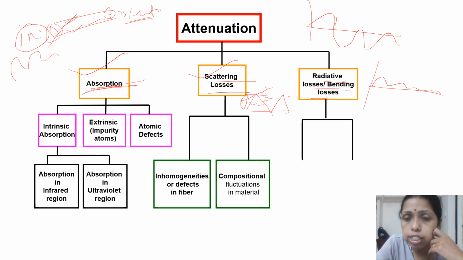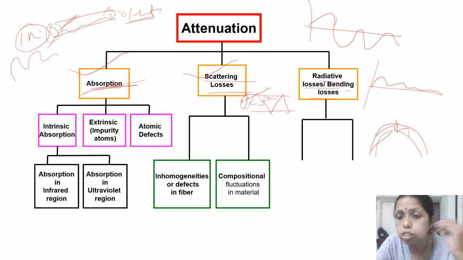Next, the third one is the radiative or bending loss. So this is the fiber. If the fiber may bend, at that point where it is bent, it is not following the proper total internal reflection. Due to that also the signal may reduce, right?